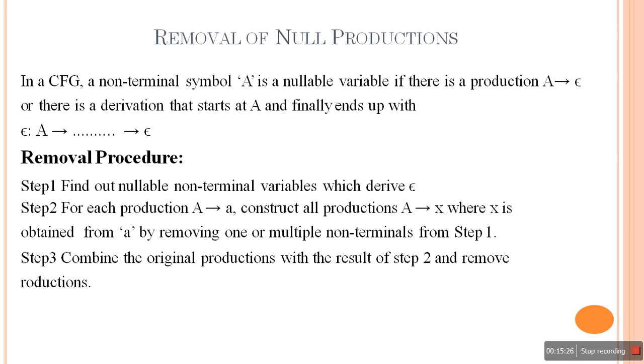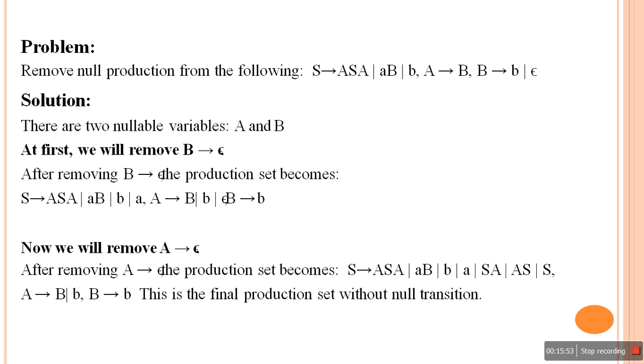The removal procedure includes 3 steps. Step 1, find out nullable non-terminal variables which derive null. Step 2, for each production A → α, construct all productions A → X, where X is obtained from α by removing one or more nullable non-terminals from step 1. And step 3, combine the original production with the result of step 2 and remove redundancies. In this way we can remove the nulls from the context-free grammar.